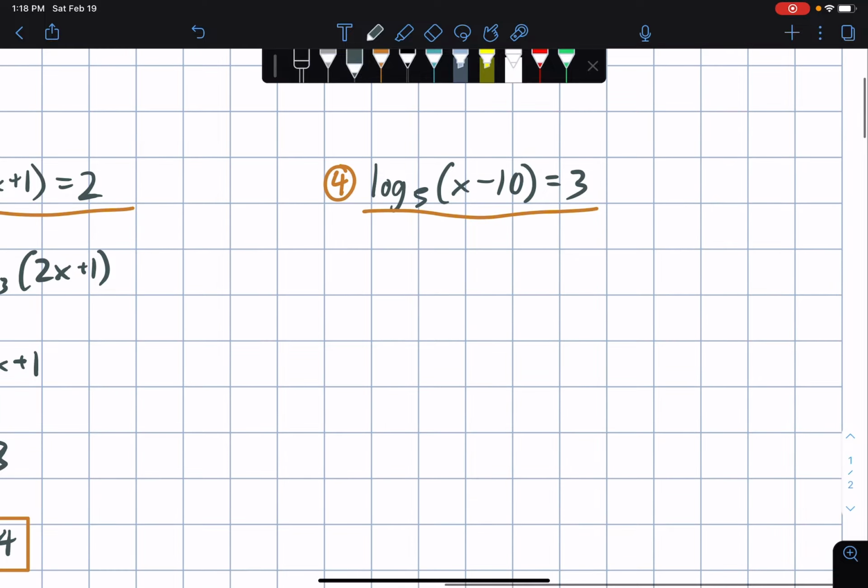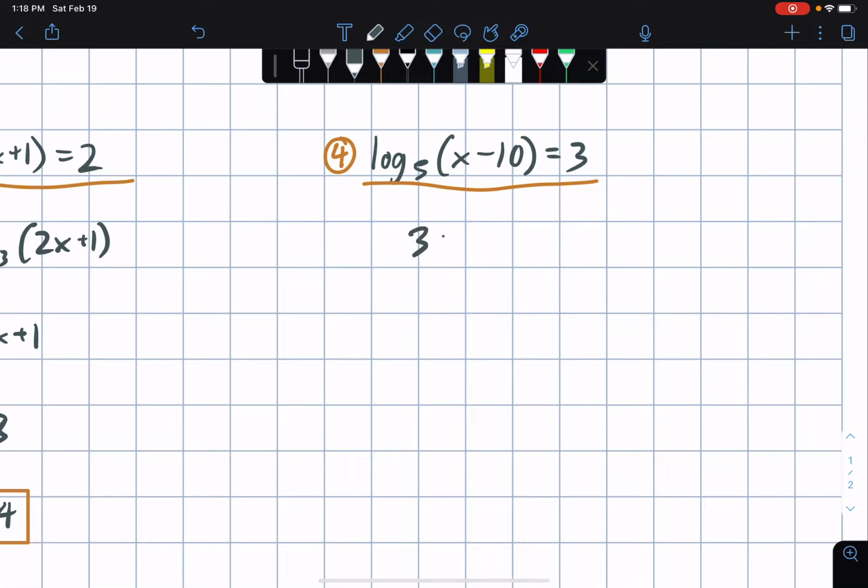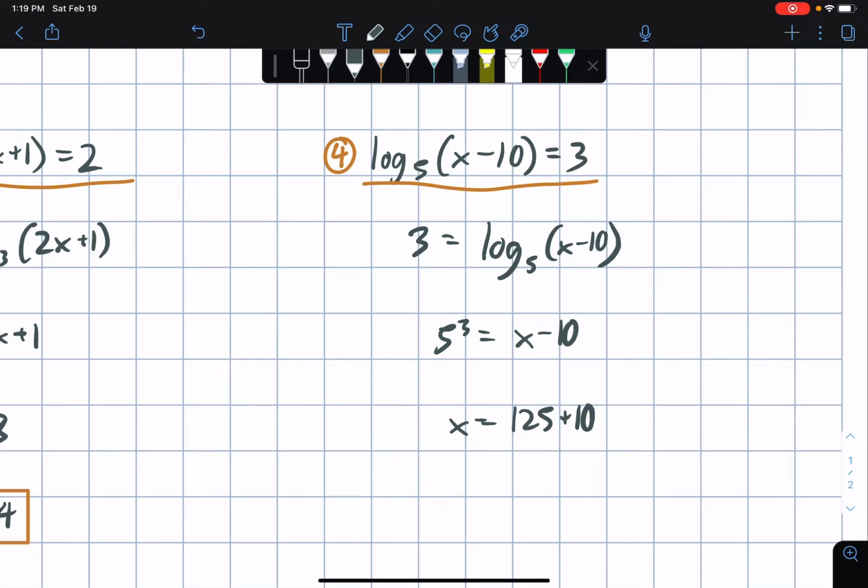Okay, for number 4, again, swap the values, right to left, left to right. 5 raised to 3, then copy what's in the parentheses, x minus 10. x is equivalent to 125 plus 10. Transpose 10 to the other side, it will become positive 10. And we get 135.